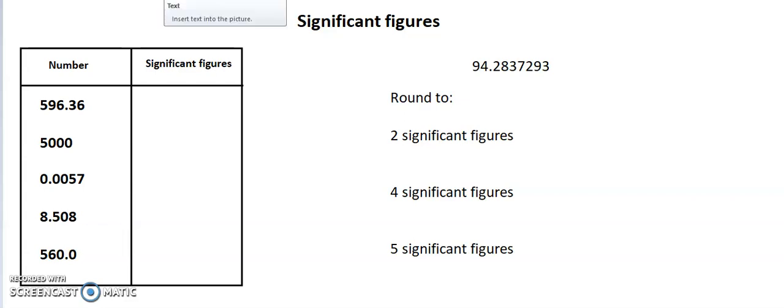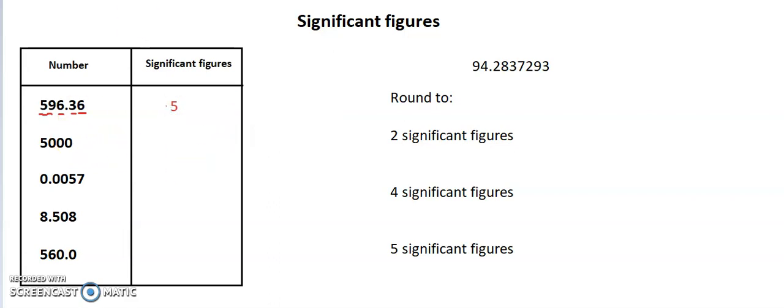Our learning focus today is on significant figures. When we are speaking about significant figures, we need to really understand that. So for example, with our first number, 596.36, we've got our significant figures being 1, 2, 3, 4, 5. So we've got 5 significant figures here.